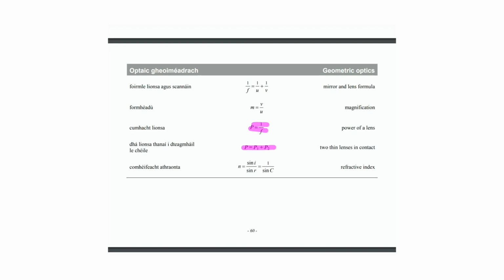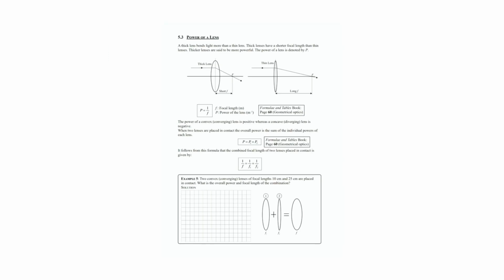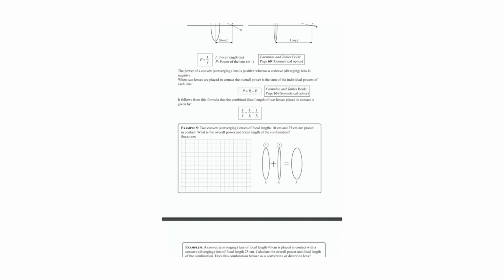So with all that in mind, let me now do an example. And the example I want you to go to in your notes is example number 5. So in example number 5, I've got two convex, they're also called converging lenses, of focal lengths 10 centimeters and 25 centimeters placed in contact. They're asking you to find the overall power and focal length of the combination. So that's example number 5. So let me go to the board to do that question.